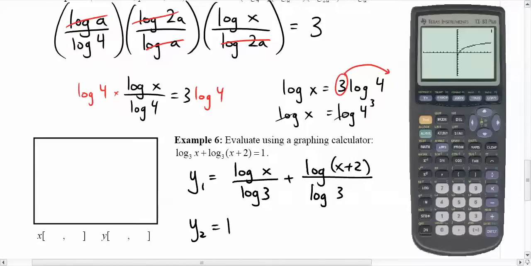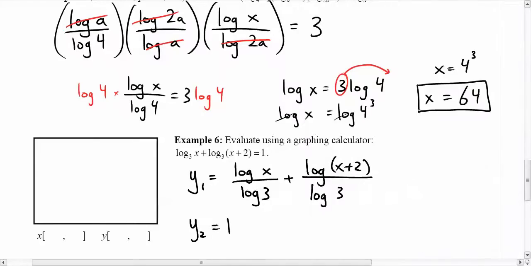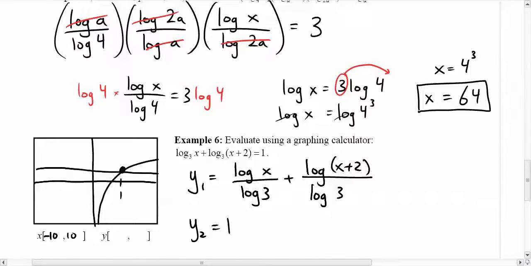There's our sum of the logs. There's the number 1. And when you calculate the intersection, it crosses when x equals 1. So let me just graph that here. We've got the logs. We've got the horizontal. The intersection is at the point 1. And that's just a standard window from -10 to 10.